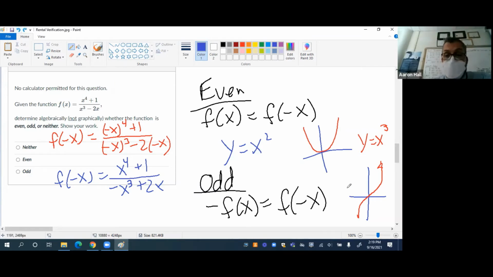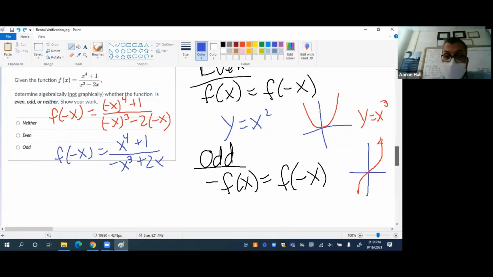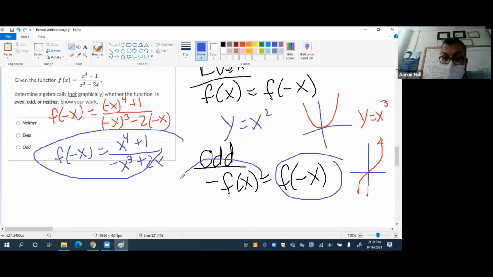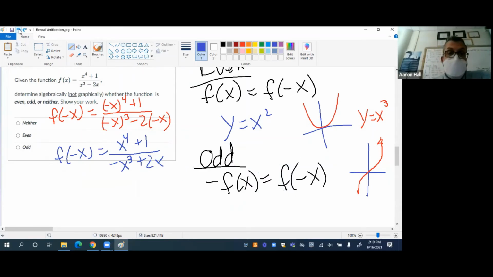So we just need to take this one more step, right? If this equals a negative f of x, then we know that a horizontal flip and a vertical flip are the same, and so it has to be odd. Well, what do we do to find negative f of x?